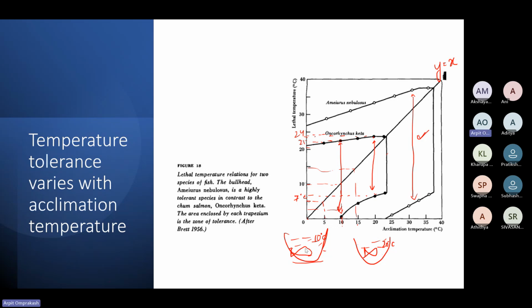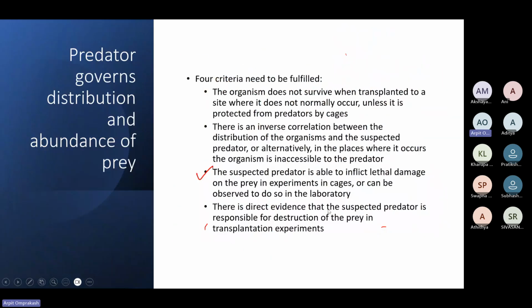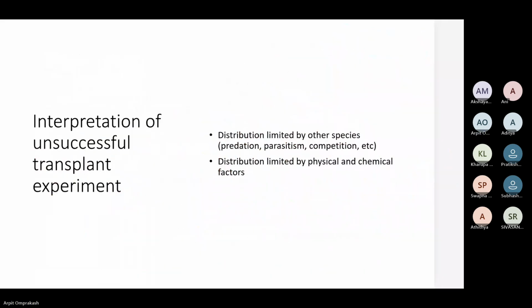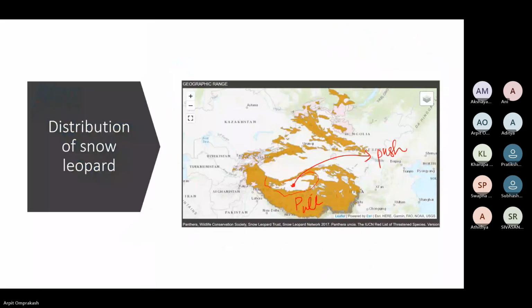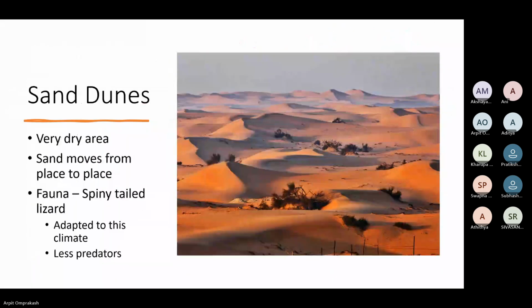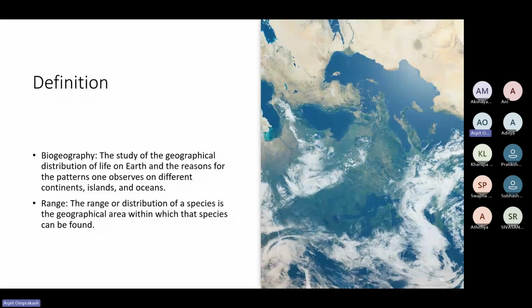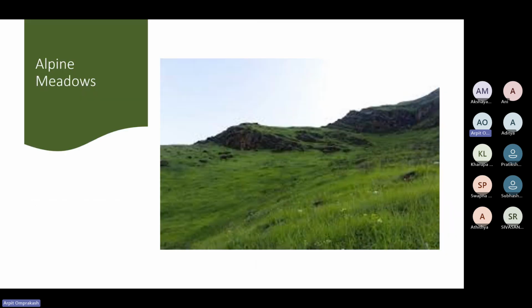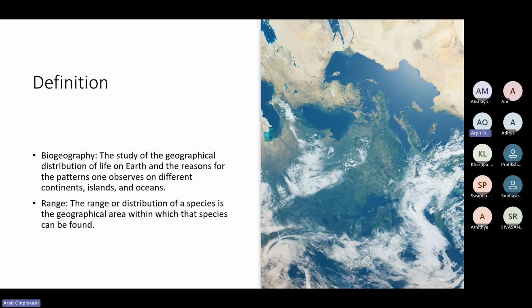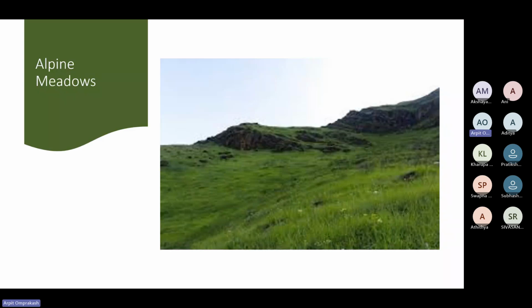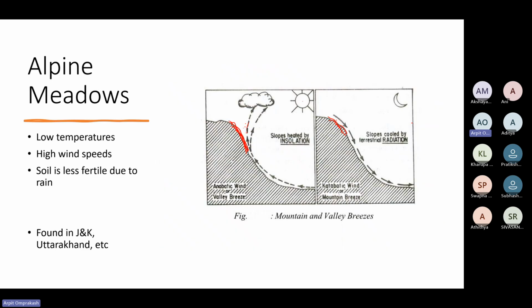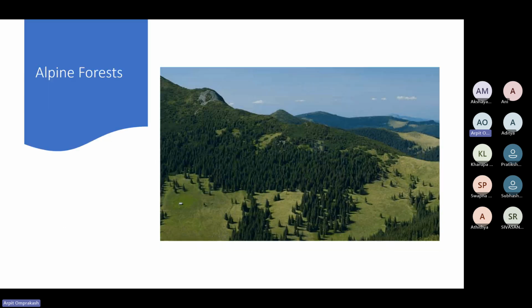Okay. So we'll just recap what we talked about today. We talked about biogeography, which is the study of geographical distribution of life on Earth. We talked about why species are found wherever they are found, a brief detail about that. We talked about the different habitats that are found across India, such as alpine meadows, which are grasslands on mountains. We have alpine forests, which are coniferous tree forests in mountains.